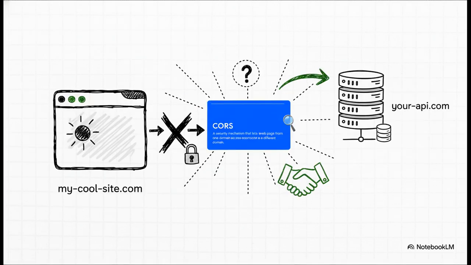Next, let's talk about CORS. By default, browsers have a security rule. A web page at, say, mycoolsite.com is not allowed to make API calls to yourapi.com. Cross-origin resource sharing is the mechanism you set up on your API server to explicitly say, hey, it's okay, I trust requests coming from mycoolsite.com. If you don't get this right, your front-end apps just plain won't work.